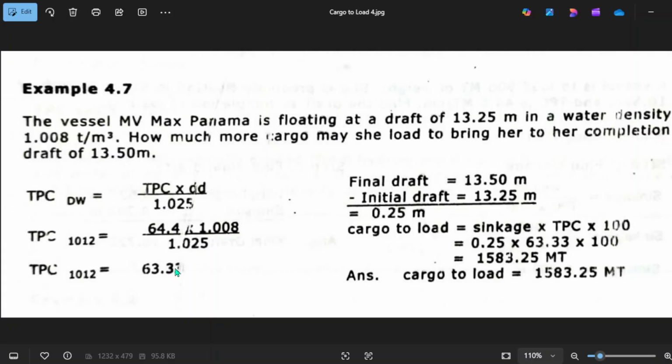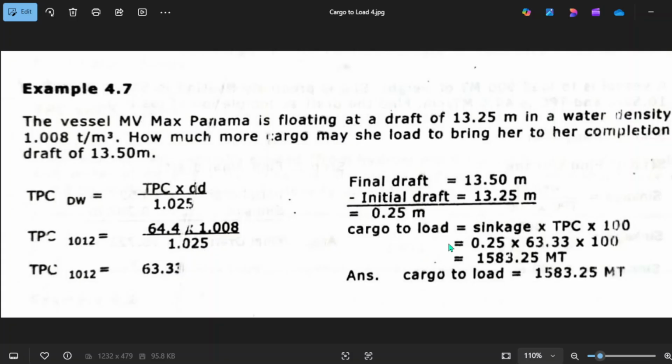If from salt water you go to your density of 1.008, then you have more TPC here. That would be 6.44. This one should be salt water. But I don't understand why you have to interpolate the TPC. For me, it's not appropriate. But anyway, I will just proceed to the equation or the operation.